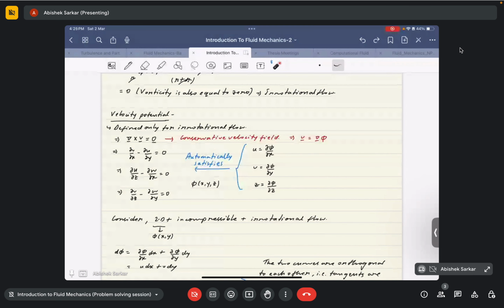Similarly, in the case of velocity potential, we say that since the vorticity is 0, each and every component of the vorticity has to be 0. So from those equations or definitions, we are able to phrase the expression for the velocity potential and find a relation between the velocity potential and the velocity components.